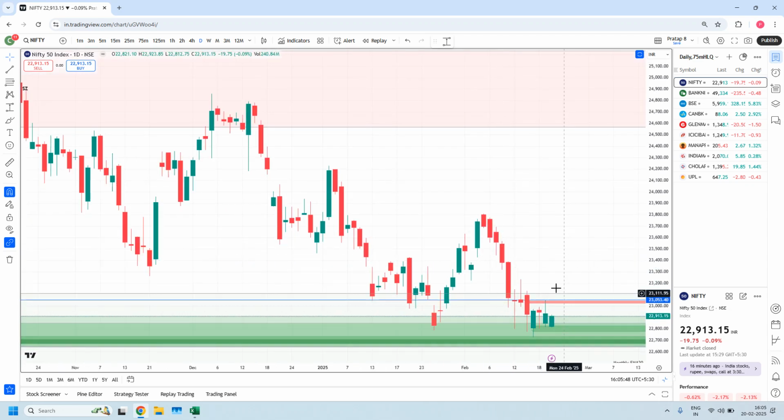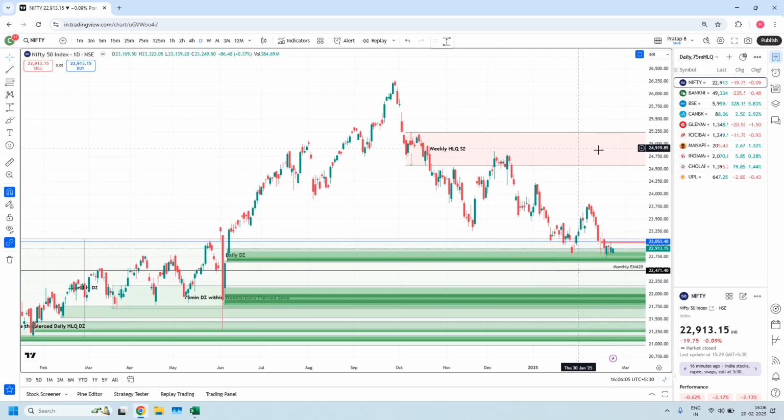But if the volatility breakout happens towards the upside, definitely the breakout will take place in the next few days. Maybe it may happen tomorrow, or maybe it may happen after 3 or 4 days. Anything is possible. Then we will see Nifty sharply moving. Probably again it will reach its weekly supply zone from here.